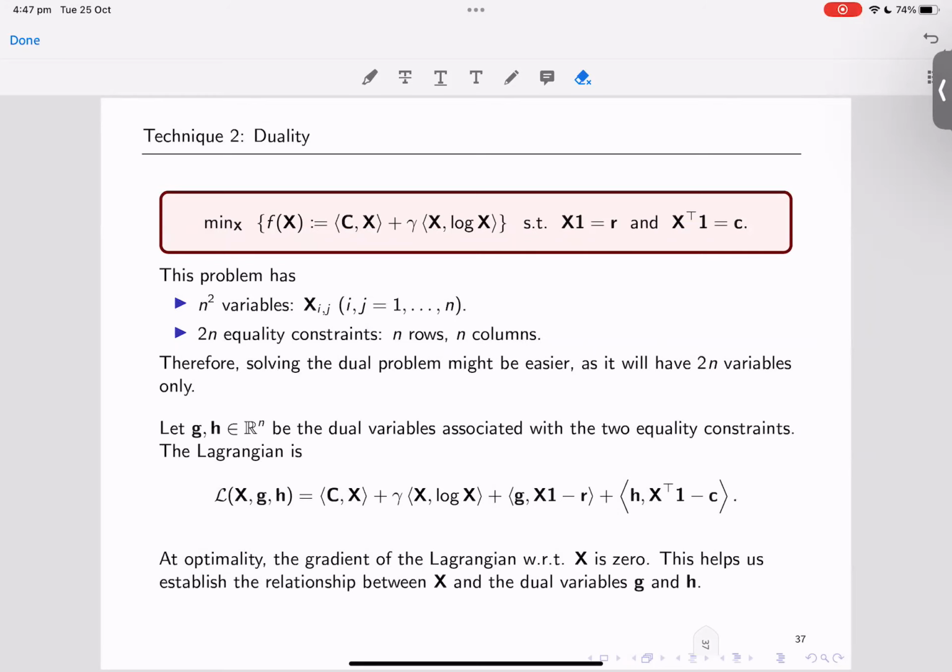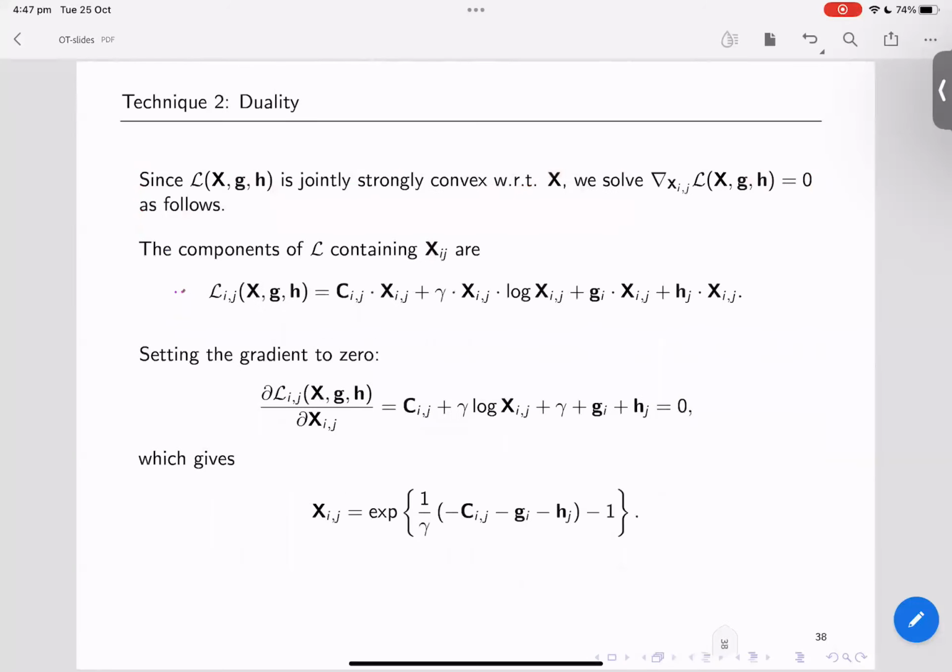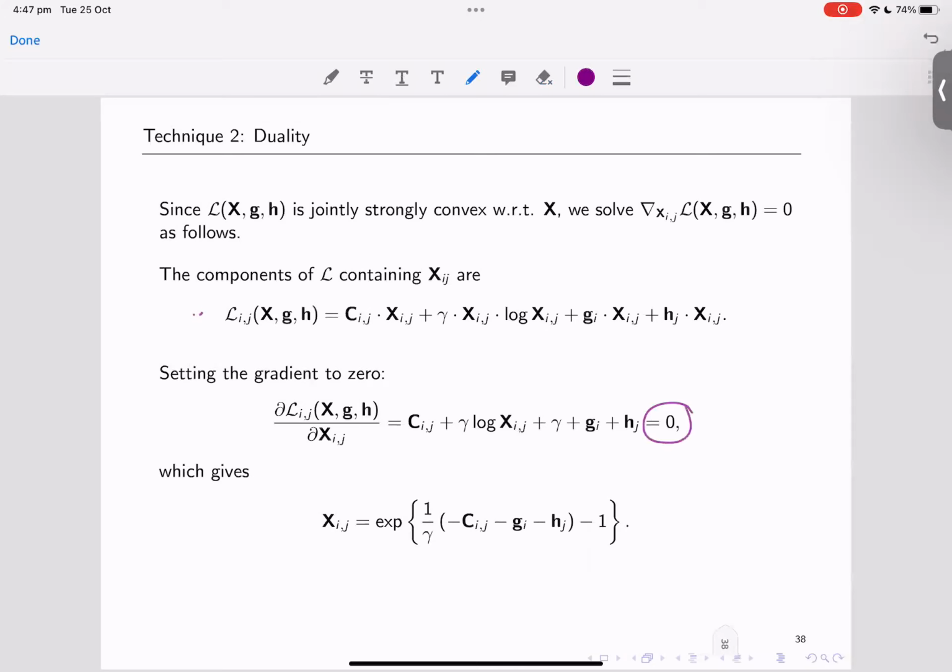So here's how it works. Now, I won't go too much into the detail of this because we're running out of time, but all we need to do is find the gradient. In this case, I'm finding the gradient of L with respect to Xij for every Xij, and I set it to zero. I solve for Xij, keeping everything else constant. I would end up with this formula for Xij.